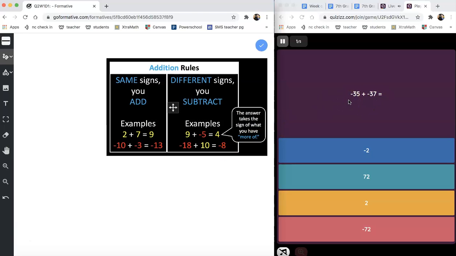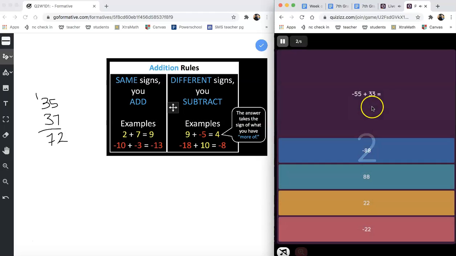quiz, this 5-question quiz that I made for you to review the adding integers rules. So a negative plus a negative. That rule would be signs are the same, you add. So I'm going to add 35 and 37. Well, 7 and 5 makes 12, carry the 1, 3 and 3 is 6 plus 1, 72. Well, it's a negative 35 plus a negative 37, so that gives me negative 72.